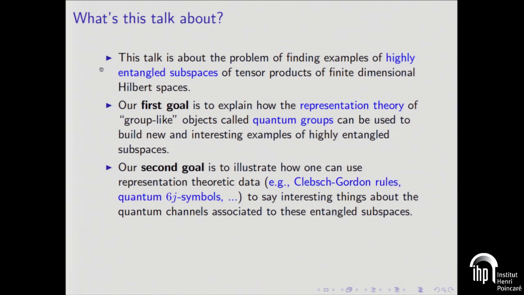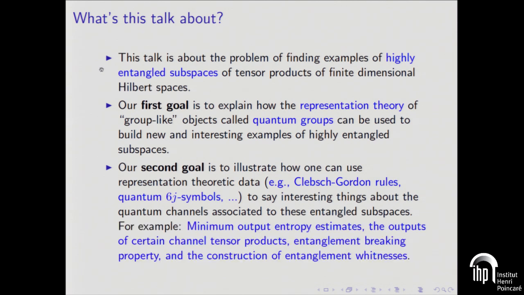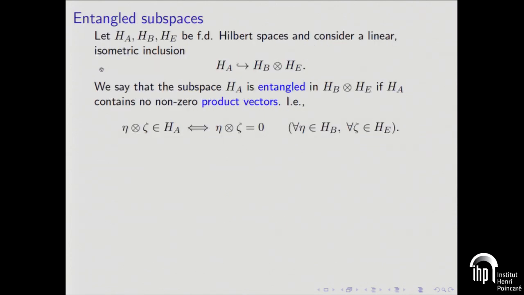And the second goal is to illustrate how this representation theoretic model has a lot of structure associated to it. And using this structure, so things like Clebsch-Gordan theory and quantum 6J symbols associated to groups or quantum groups, you can say some interesting things about the quantum channels that would be associated to these entangled subspaces. So for example, computing or estimating things like minimum output entropies, studying outputs of tensor products of channels under certain entangled inputs, questions about entanglement breaking property, and construction of what you might call entanglement witnesses, which are, well, for us, just positive maps which are not completely positive. Okay, so that's roughly the plan.